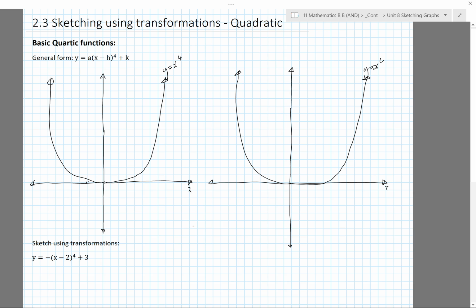And we can do the same transformations. So if I give it an a value, it means that we'll be stretching everything up. And I can also shift the turning point h units to the right and k units up, exactly the same as before. And draw that same curve.